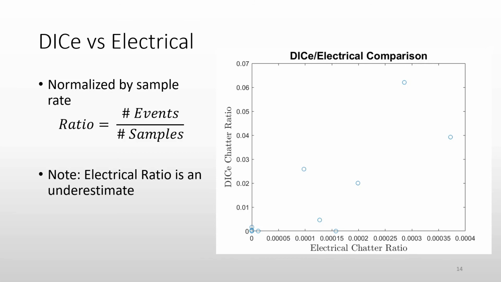This next plot specifically compares the number of chatter events recorded by the electrical system to those recorded by the high-speed video in DICE. And we normalize this by dividing by the number of samples taken during the video. And we can see that as the electrical chatter increases, the DICE chatter also increases, which helps us trust the high-speed video data, so when future analysis is done, we can be confident in the results.